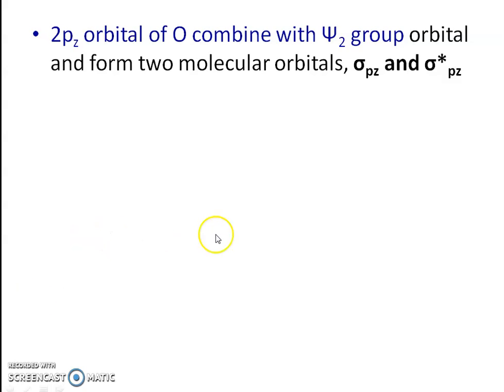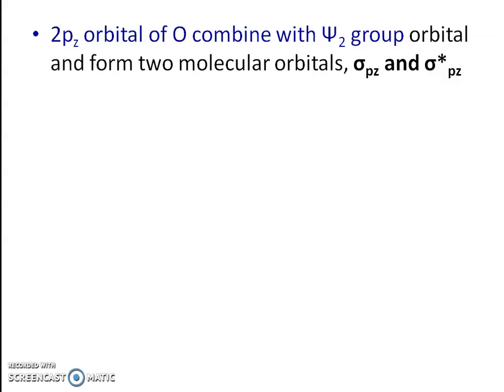During the last video lecture, we were discussing the formation of the water molecule on the basis of molecular orbital theory, and at the end of the video I was telling you about the formation of molecular orbitals in the water molecule by the combination of atomic orbitals of oxygen with group orbitals of peripheral hydrogen atoms.